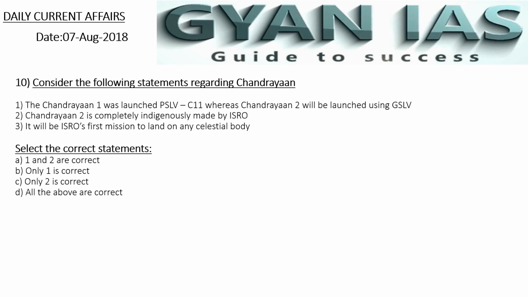This has come into news because ISRO has of late postponed the launch of Chandrayaan-2. It has postponed the launch mainly because the recent GSLV launches were not very successful. Hence, it wants to be very sure that this launch is successful because it will be ISRO's first mission to land on any celestial body. So to land on the moon, we are using a rover here. So in this question, all the above statements are correct.